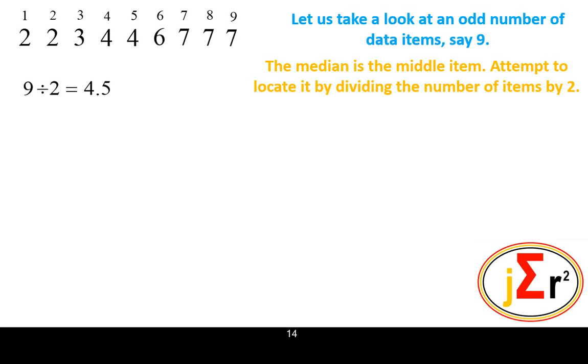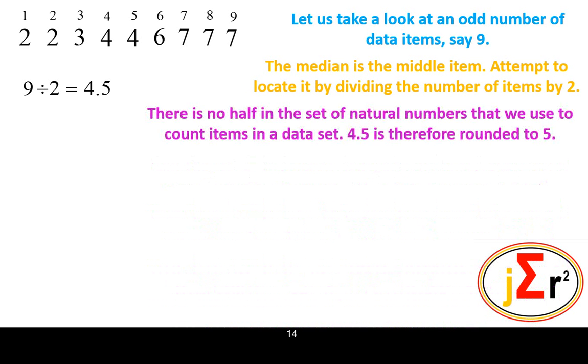But we know that we cannot have a 4.5 item. How do we know? There is no half in the set of natural numbers that are used to count the items in a data set. So to count the numbers in a data set, we need natural numbers, and there is no half in the natural numbers. So 4.5 is therefore rounded to 5. We'll round 4.5 to 5 because there is no half number item in a data set.